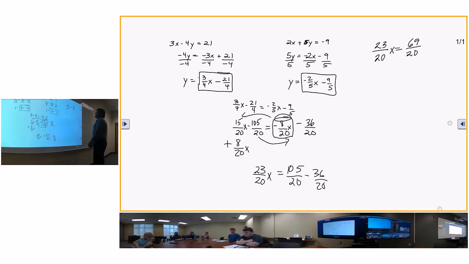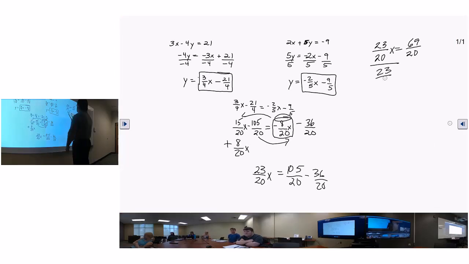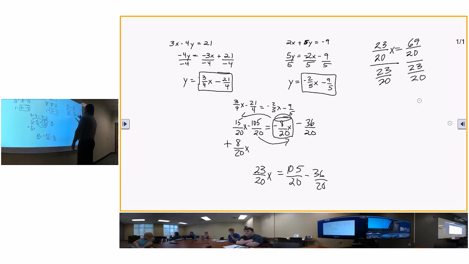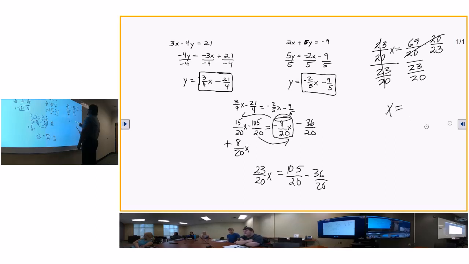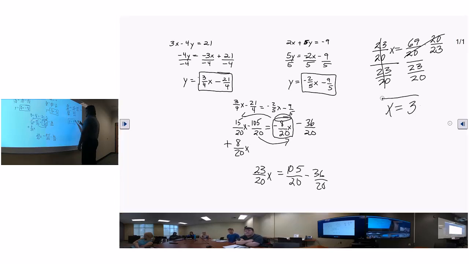Looks pretty good. Divide by 23 over 20. What do you do when you divide by a fraction? Multiply by the reciprocal, 20 over 23. And x is equal to 69 divided by 23. And we feel good about ourselves.